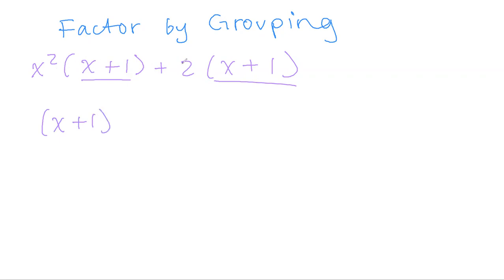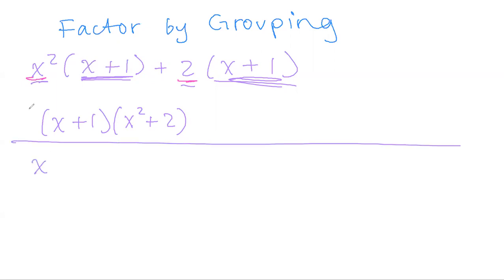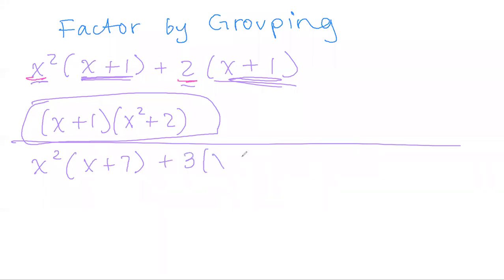If you notice, these two terms have something in common. In this case, that's the x plus 1, so I'm just going to take that out. And then what I have left over is the x squared and the plus 2. So I'm going to write x squared plus 2. I always write the shared part first because it's easier for me to remember: I take what they share, write that first, and then I write what's left on the outside. And this is my answer here. So if I had x squared times (x plus 7) plus 3 times (x plus 7).